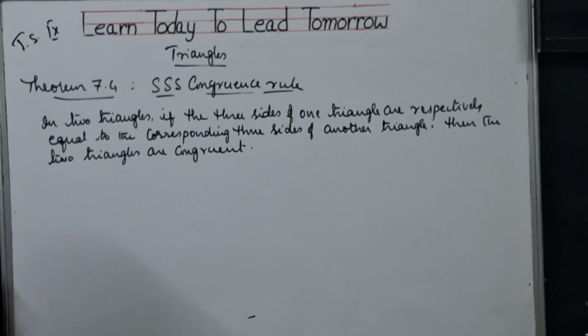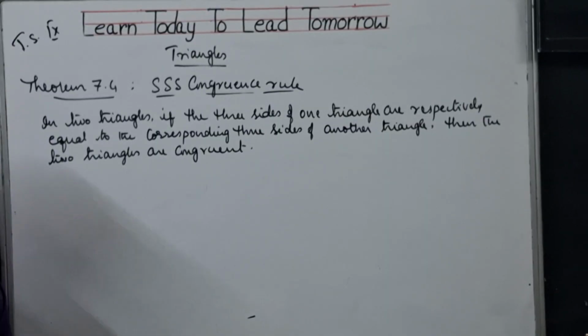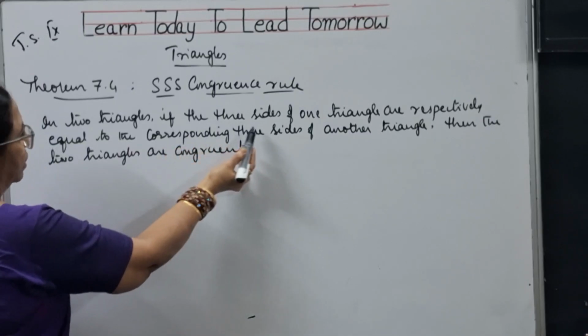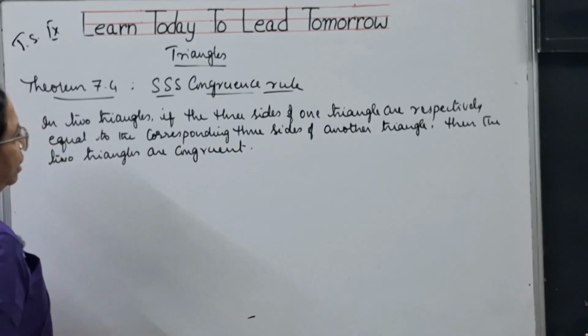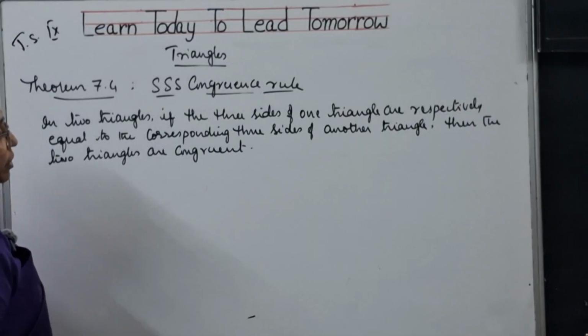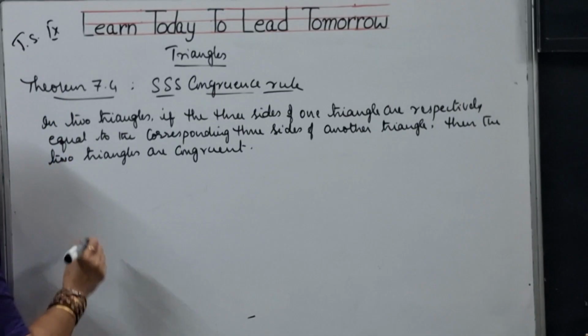Now, theorem 7.4, children. Side congruence rule. In two triangles, if the three sides of one triangle are respectively equal to the corresponding three sides of another triangle, then the two triangles are congruent.